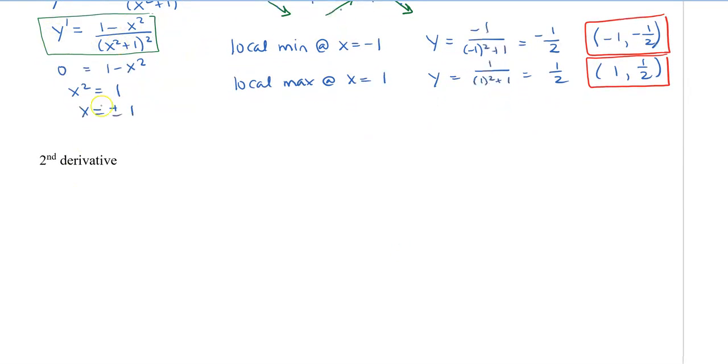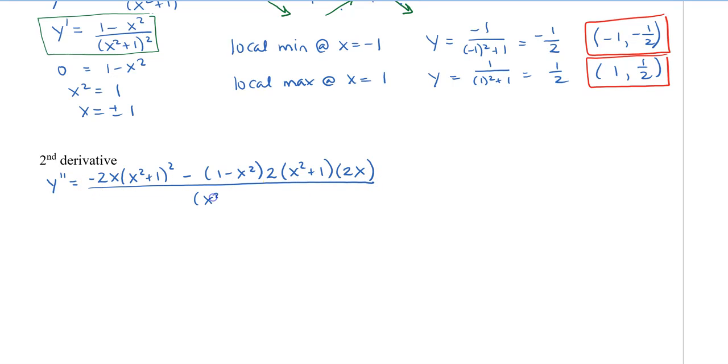So I'm going to base my second derivative on this first derivative, which I have in the green box. So second derivative: take the derivative of the numerator, so -2x times my denominator, minus 1 minus x squared times the derivative of the denominator, so 2 times x squared plus 1 times 2x, because I need to use the chain rule, all divided by x squared plus 1 to the power of 4. All right, lots of simplifying to do here.